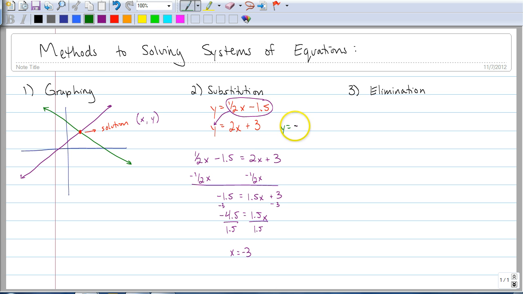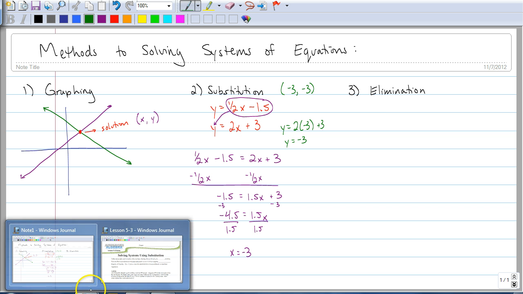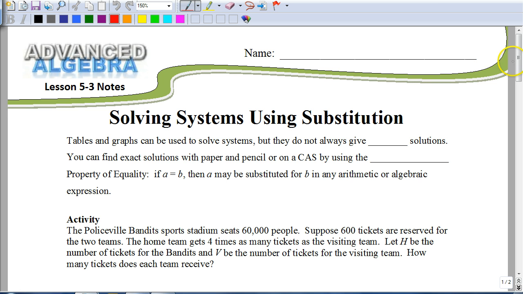So it's going to be y equals 2 times negative 3 plus 3. Well, when you do that, 2 times negative 3 is negative 6, plus 3 is negative 3. So our solution to this equation would be that your x value is going to be negative 3, your y value is also going to be negative 3. So in a nutshell, that's how we use substitution. Now let's go to our notes and see some other applications to this.